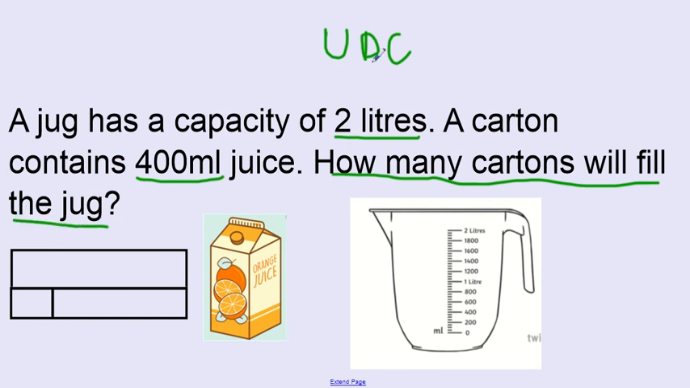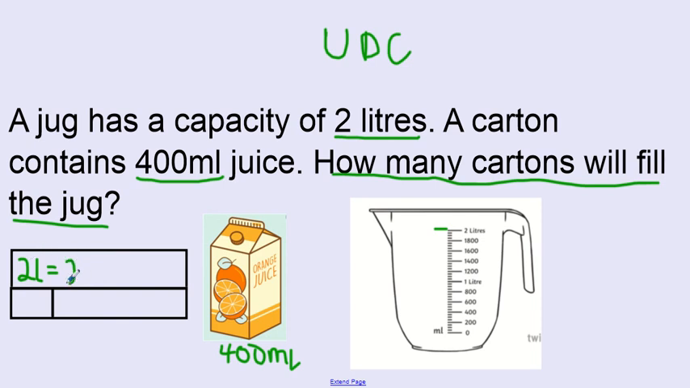Okay, so I've got some pictures here to help me. I've got a 2 litre jug and I've got a carton of orange juice, which we know holds 400 millilitres. So I want to know how much orange juice or how many cartons can I pour in here to fill it up. So my total is 2 litres. And if we've got a bar model, the children will be familiar with these in school, but this might be new to grown-ups at home. Don't worry, the children have done lots of work on these.